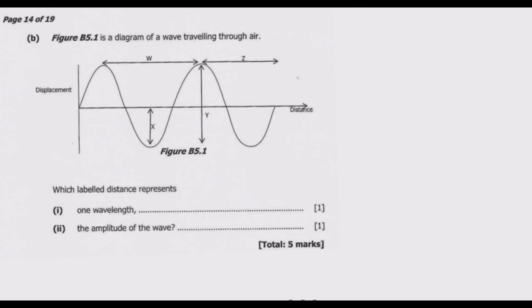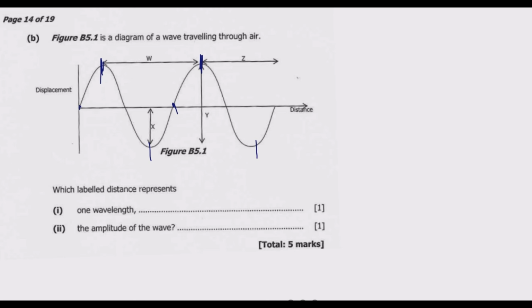Which labeled distance represents A, 1 wavelength, 2 the amplitude. So the wavelength is basically the distance from one trough or crest to another crest. If we look at this one, from here to here is 1 wavelength. Similarly, it would be from the crest to here. You've seen this? Here to here, or here to here. That would be a wavelength.